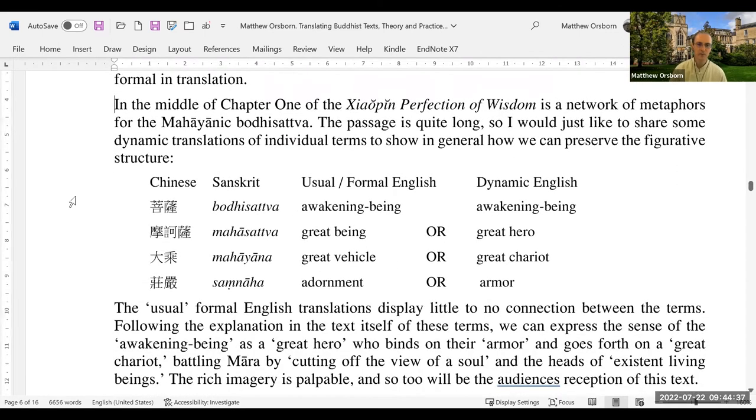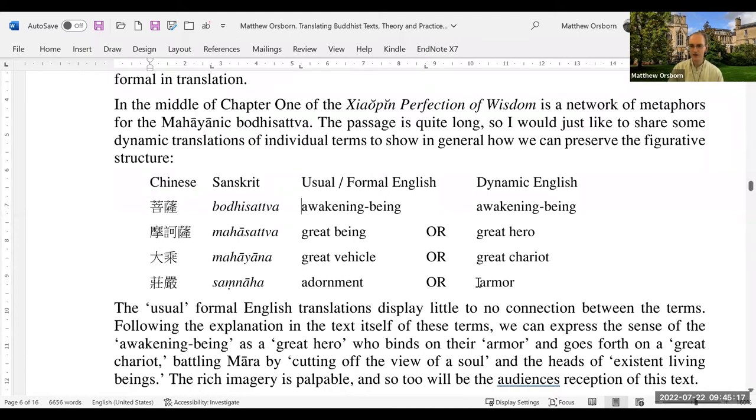Now, in the middle of chapter one of the Xiaopin Perfection of Wisdom is a network of metaphors for the Mahayanic Bodhisattva. The passage is long, so I'm not going to quote the whole thing. I'd just like to share some dynamic translations of individual terms to show how, in general, we can preserve the physical and the figurative structure. So the terms are Pusa, Moha, Sa, Da, Sheng, and Zhuangyan. In Sanskrit, Bodhisattva, Mahasattva, Mahayana, and Samnaha. All very standard terms, and usually in English, these are translated as awakening being, great vehicle, and adornment.